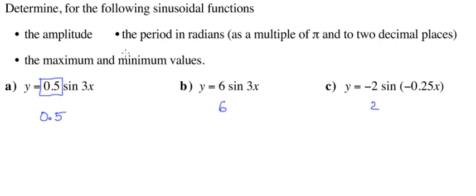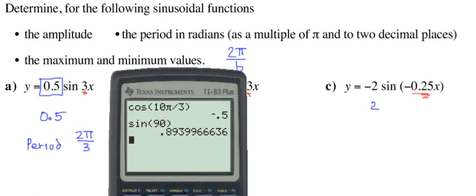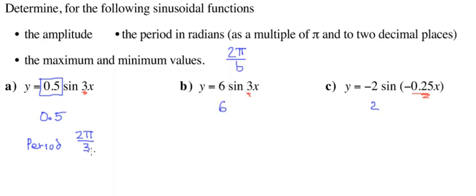So amplitude's pretty easy. Period is a little more work because it's not just a number that you read off. You actually have to do something with it. The period for a wave is 2 pi divided by b. By b I mean this multiplier right here. So, for 0.5 sine 3x, the period is 2 pi divided by 3. And they say they want this to 2 decimal places as well, so, okay. 2 pi divided by 3 is 2.09 radians.